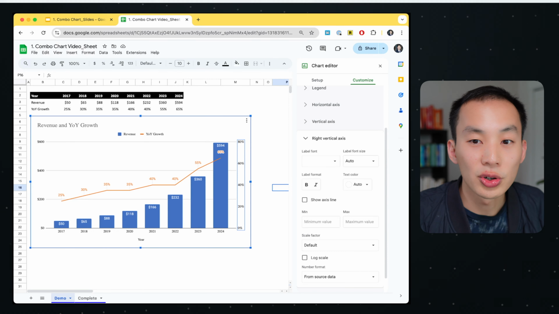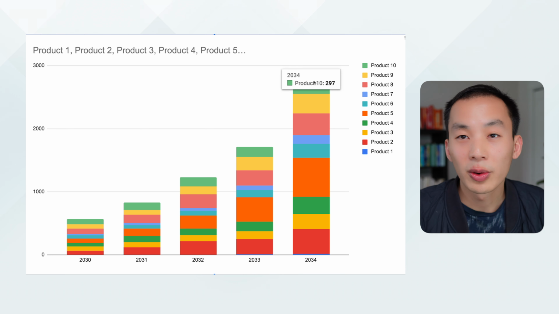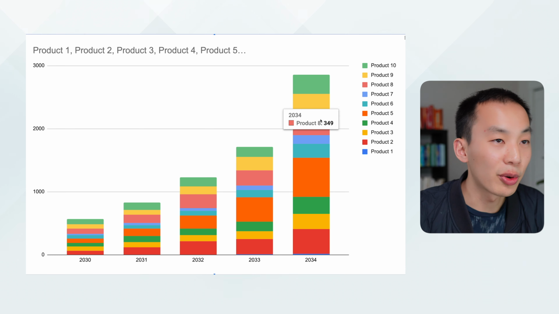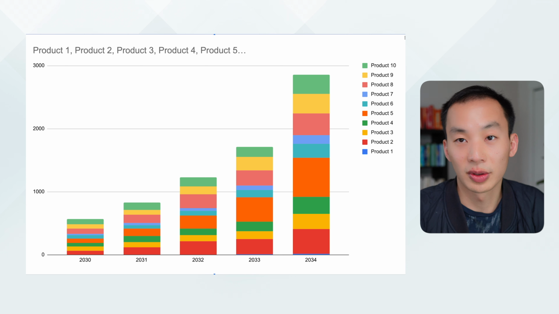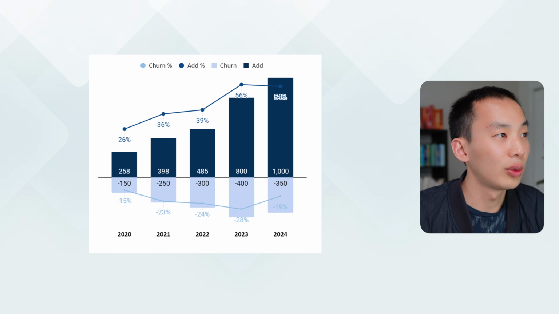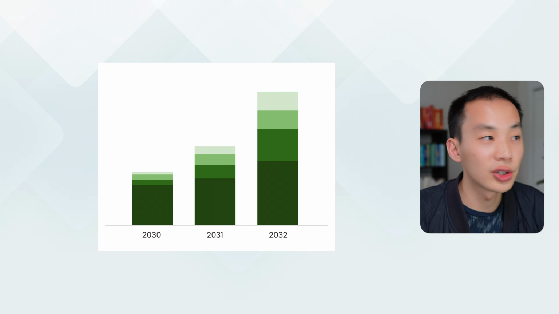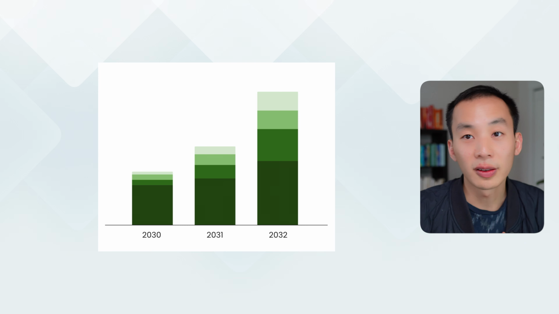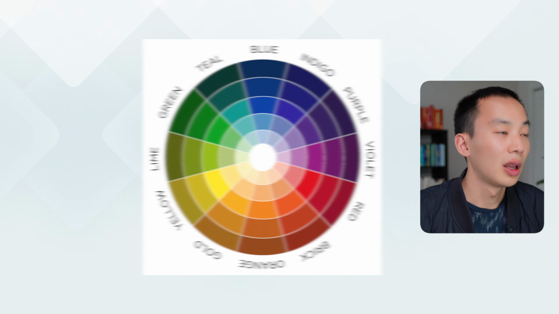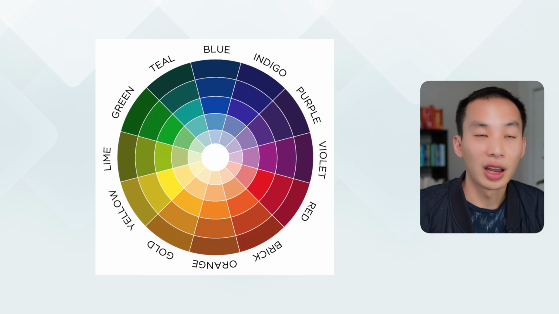Tip number 3, use contrasting colors. By default, Google Sheets uses all sorts of colors for charts. Now everyone's got their favorite colors, but I personally prefer different shades of the same color. My default is to use dark blue and light blue as a combination, but sometimes I also use different shades of green or orange depending on the theme. I think using contrasting colors of the same family make the charts a lot cleaner and more professional.